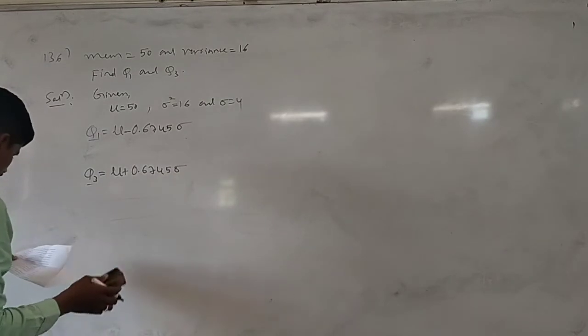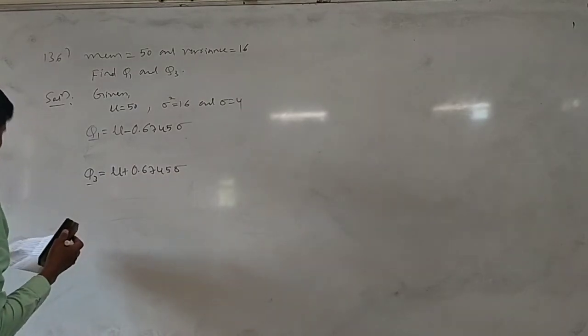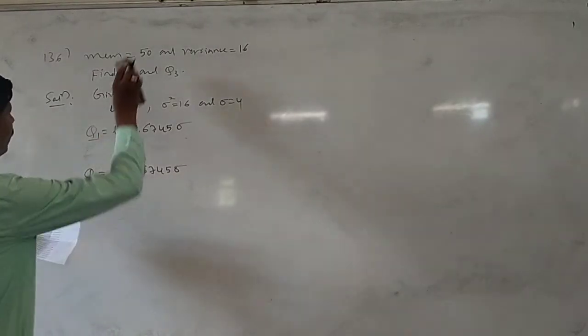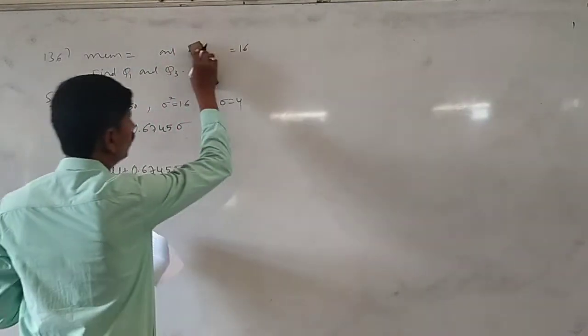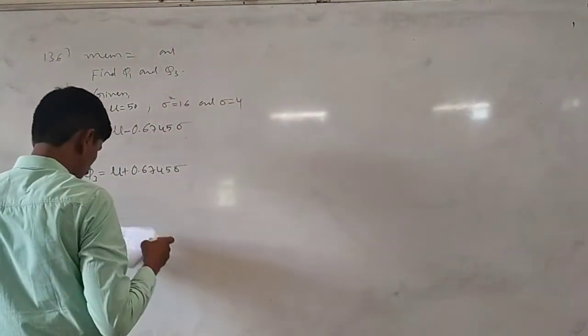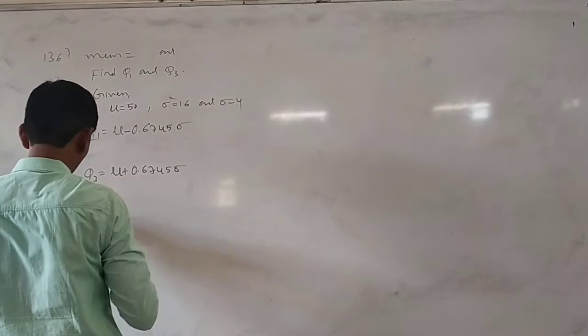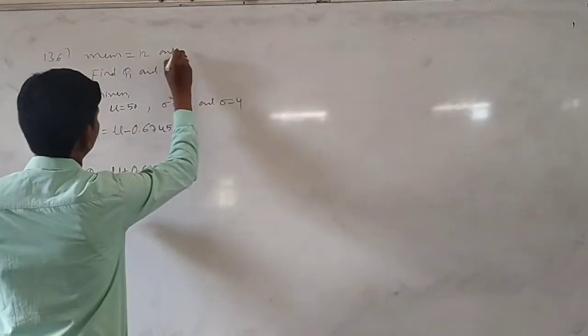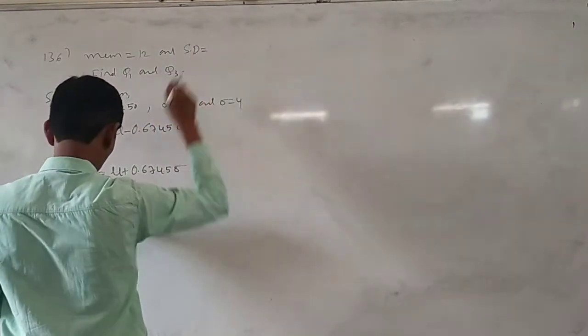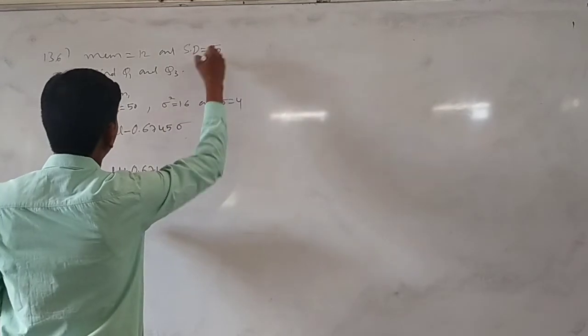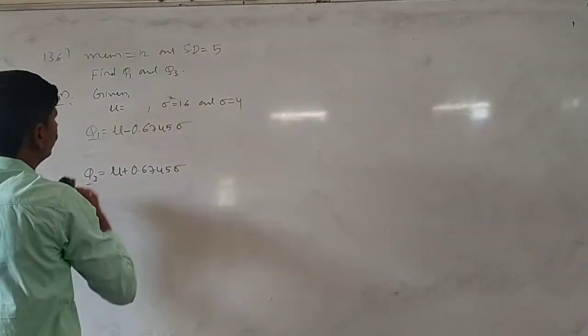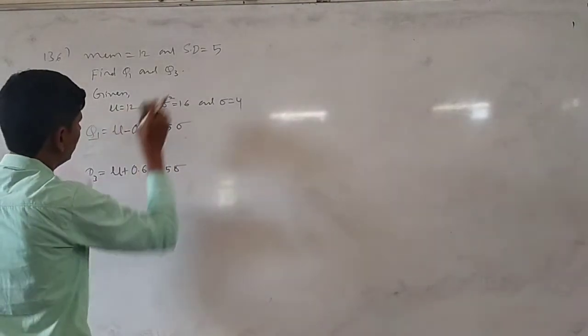The mean and standard deviation of a normal distribution are given: the mean value is 12 and the standard deviation value is 5. Find the lower and upper quartile. Lower means Q1 and upper quartile is Q3.